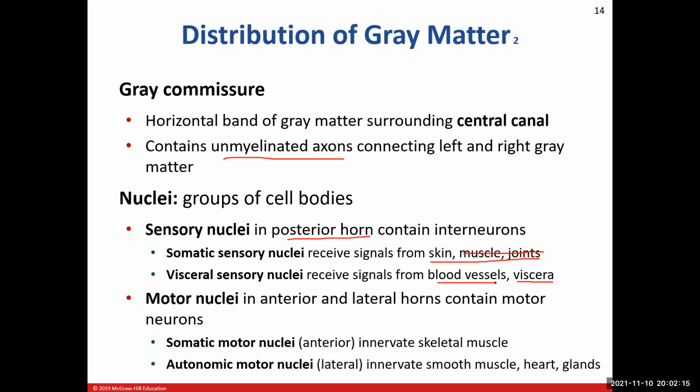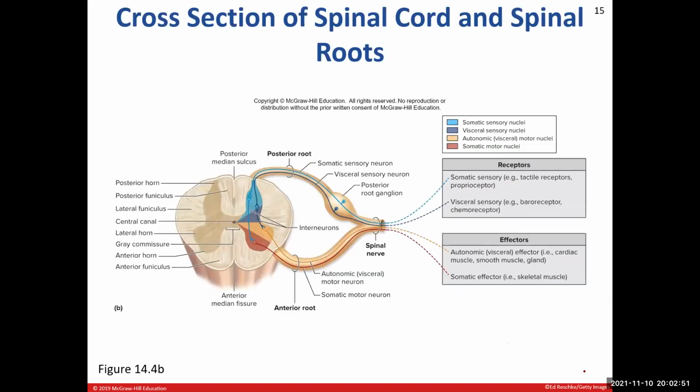More towards the front of the spinal cord, in the gray matter, we're going to see the motor nuclei, which are located in the anterior and lateral gray horns. The anterior horn contains the somatic motor nuclei, and they only control one type of tissue, the skeletal muscle. The autonomic motor nuclei, located in the lateral gray horn, control the remaining effector tissues: cardiac muscle, smooth muscle, and glands, which is a nice review because we just learned that.